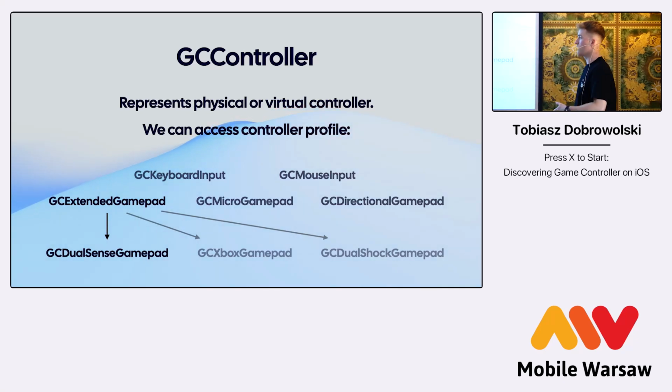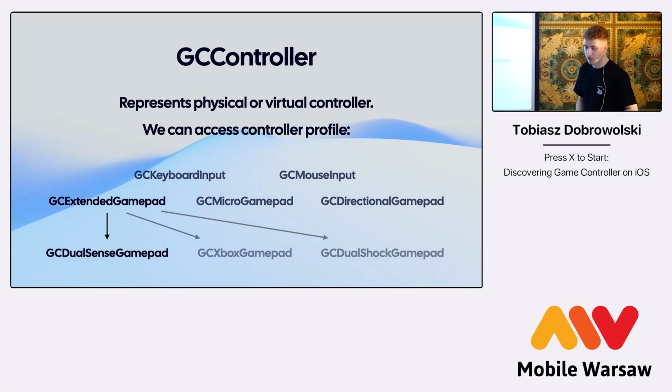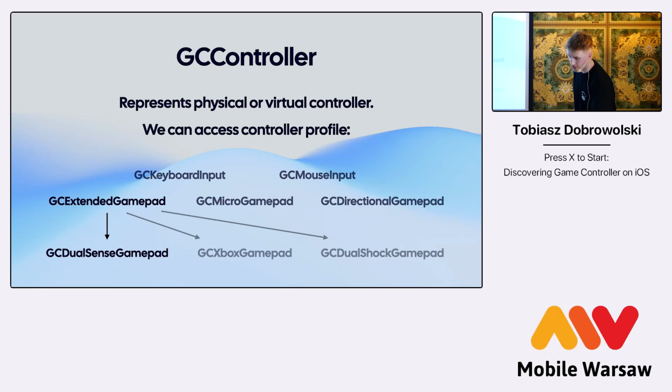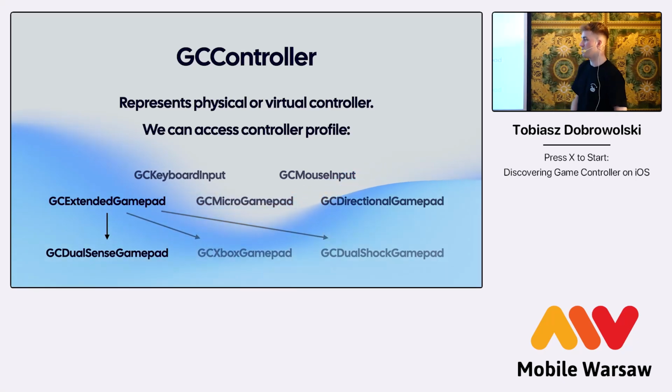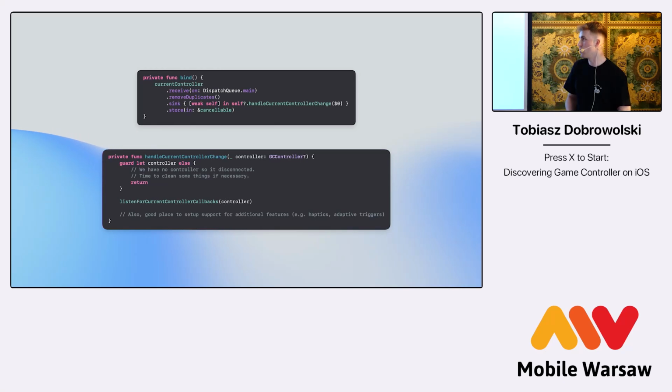We can work with the extended gamepad most of the time if we want to respond to all the buttons entered from a normal controller. But if you want to access specific features that are supported only for this controller, like adaptive triggers in DualSense, or for example controlling the light of the controller, then we have to cast it as the DualSense gamepad.